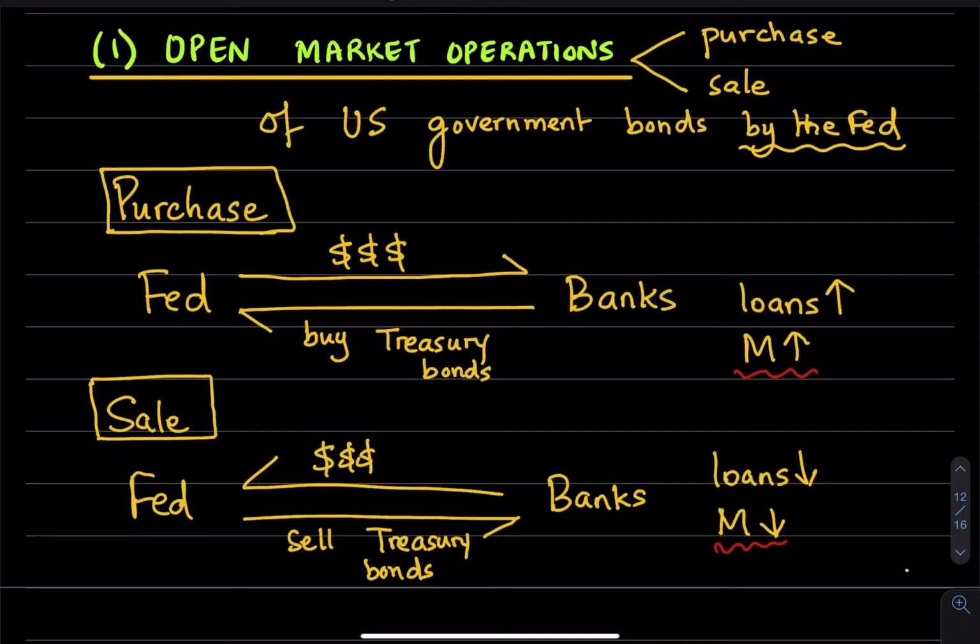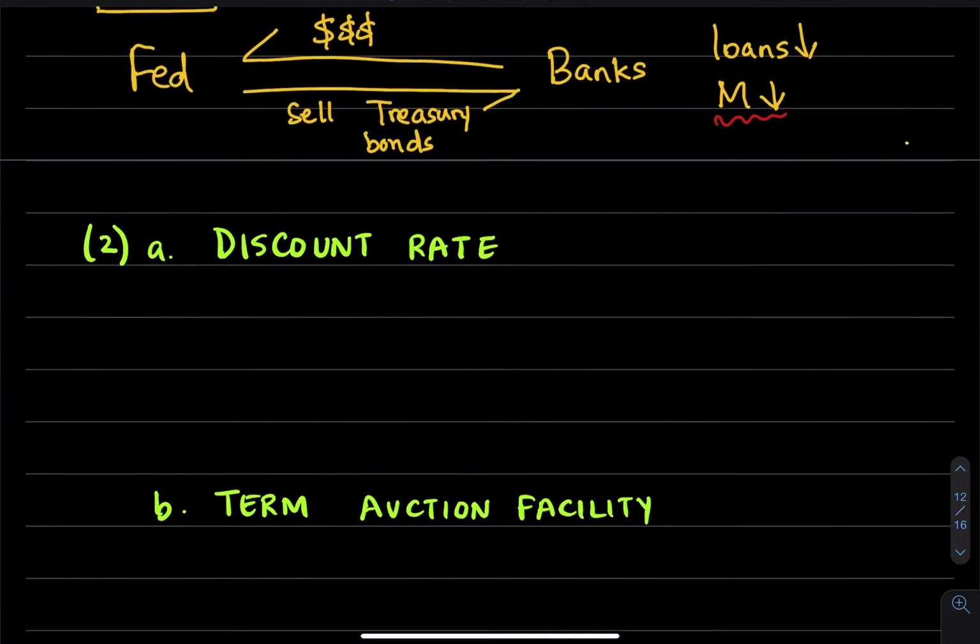And this is the most frequently used tool for conducting monetary policy. And this happens almost every day. So that was the first tool, which is called open market operations.